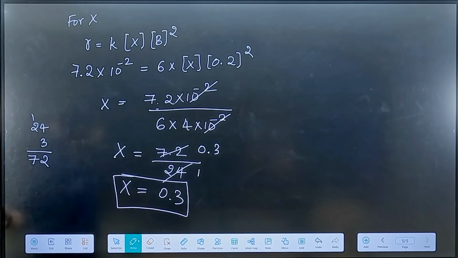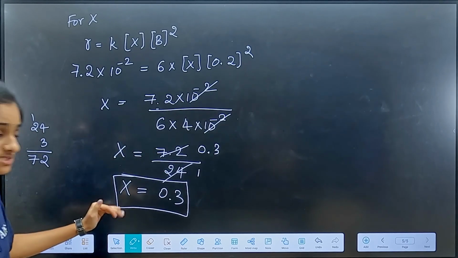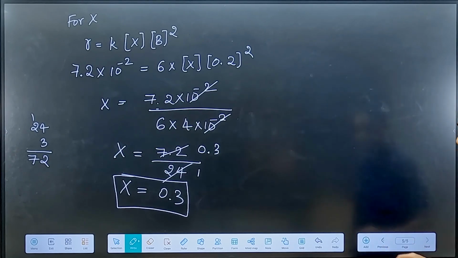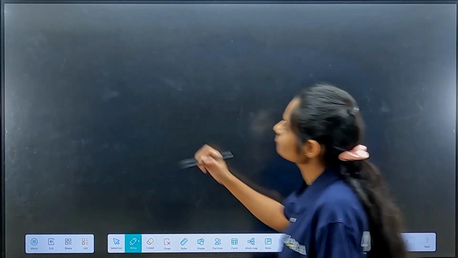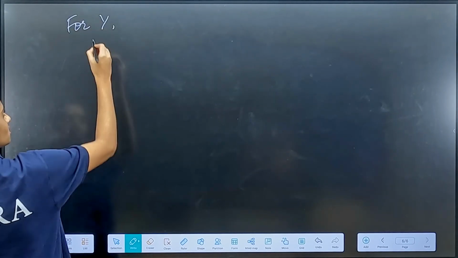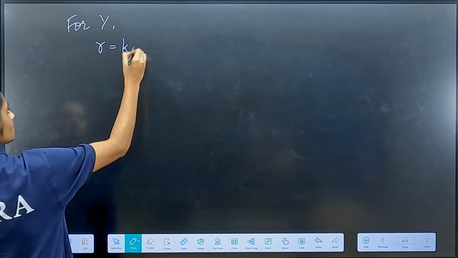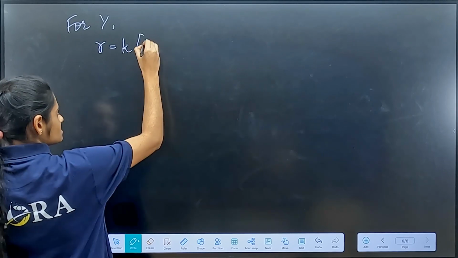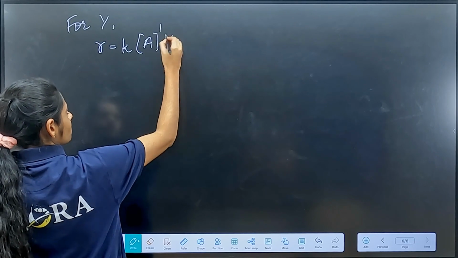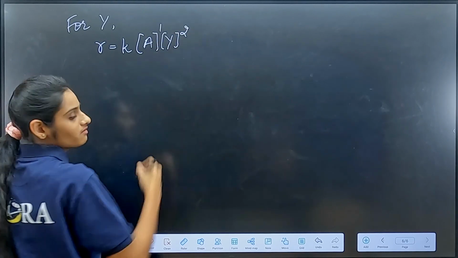So now we got value of x. Now like this, with the same method, we will solve for y. Now for y, same rate law is applied. R is equal to K into, now A is given. Concentration of B will be y, 2 to the power 1, and here it is y to the power 2.